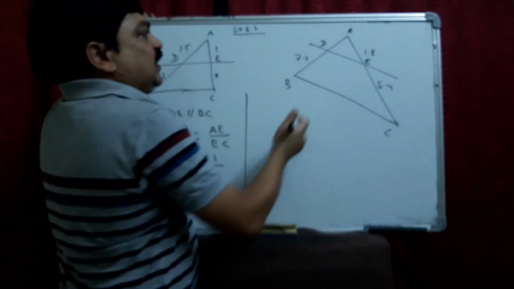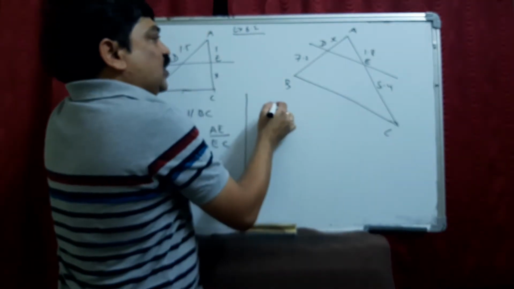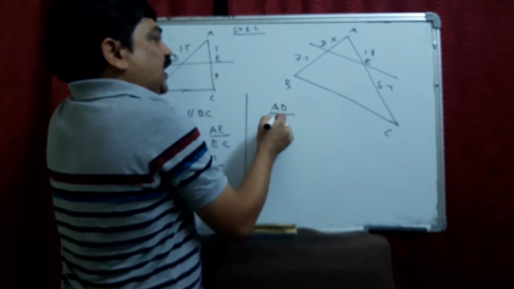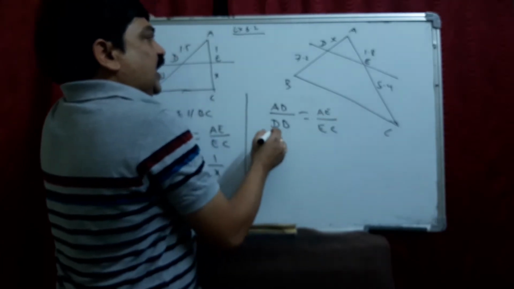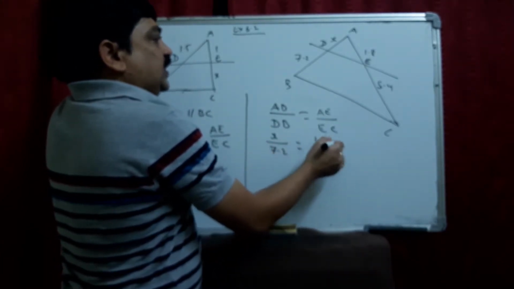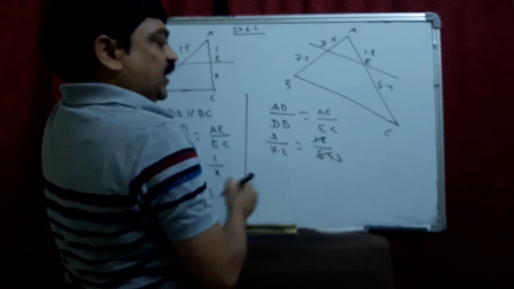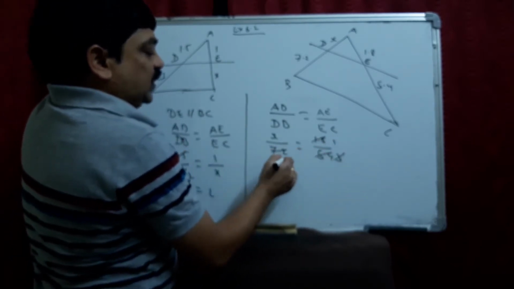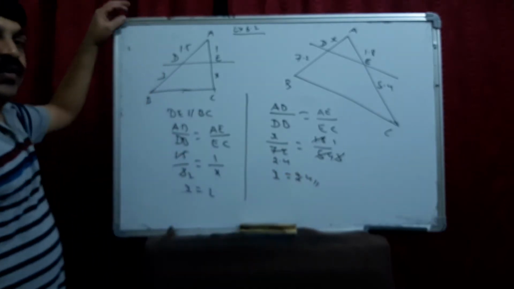In the same way here, we take this as x, because we need AD. Same concept, because DE is parallel to BC. So AD by DB is equal to AE by EC. AD, x by DB, 7.2, is equal to 1.8 by 5.4. This goes in 3 times, 1.8 into 3 is 5.4. Now this will go in 2.4. So x is equal to 2.4. Okay.